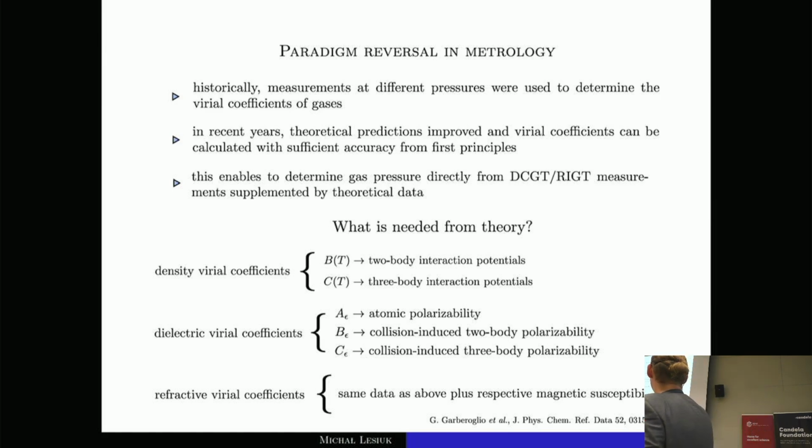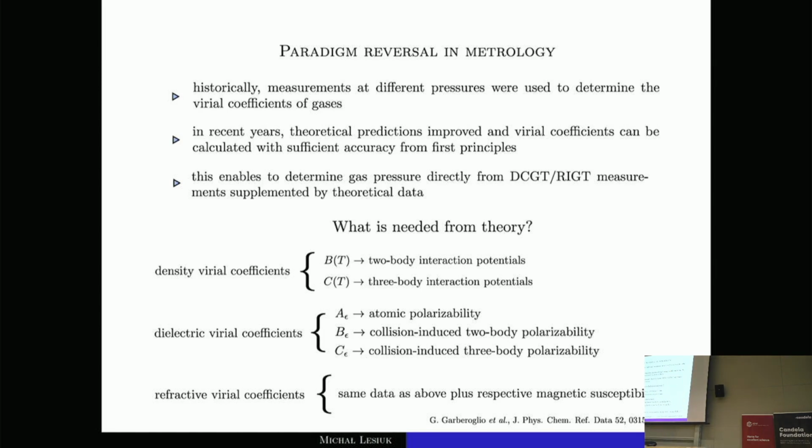And the same for the third coefficient, you need collision-induced three-body polarizability. So the change in the polarizability due to the fact that we have simultaneous interactions of three helium atoms kept together.